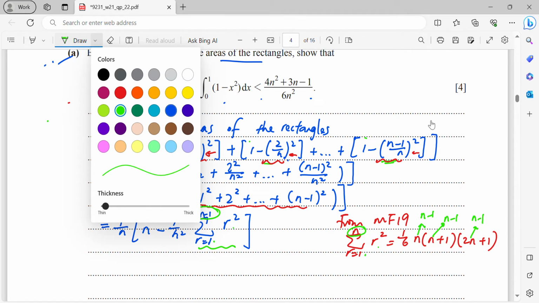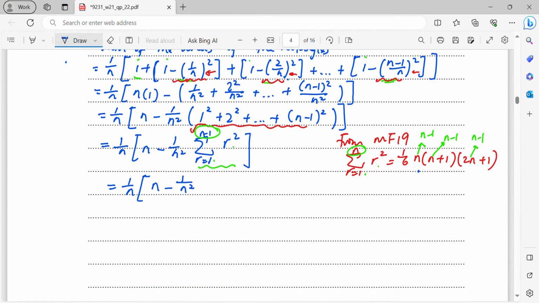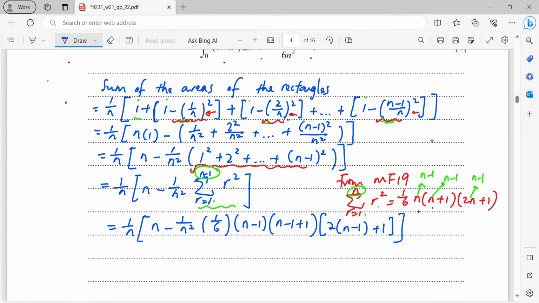Then here I will be getting 1 over n, then n minus 1 over n squared. So for this sum, I will refer to the summation of r squared formula, and at the same time I change the n to n minus 1. That means you'll be getting 1 over 6, then the n changes to n minus 1. For the second term, it will be n minus 1 plus 1. Then after that, I will get 2 brackets n minus 1 plus 1. So this is how I get it. You just replace the n in the formula by n minus 1.